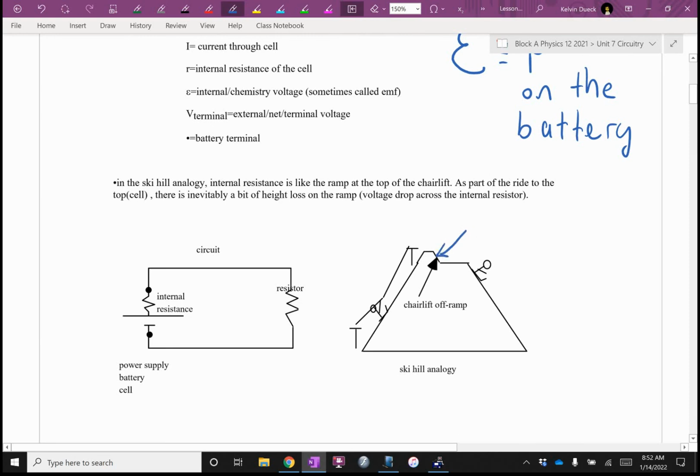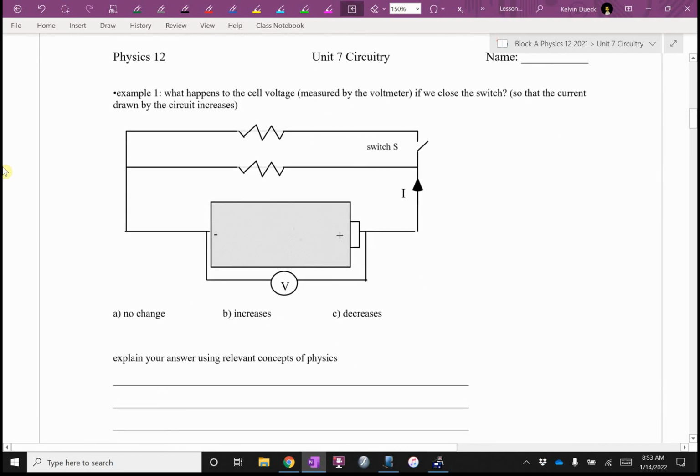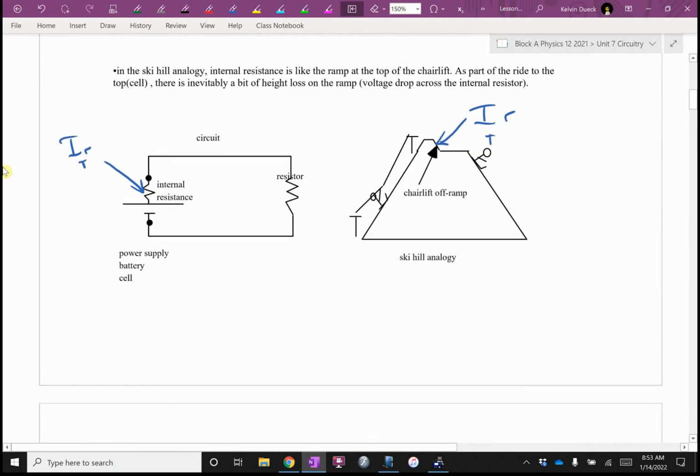How do I find voltage? V equals what times what? This right here is I total times little r. Sorry, you're still writing that down. And then we'll go to the next page.